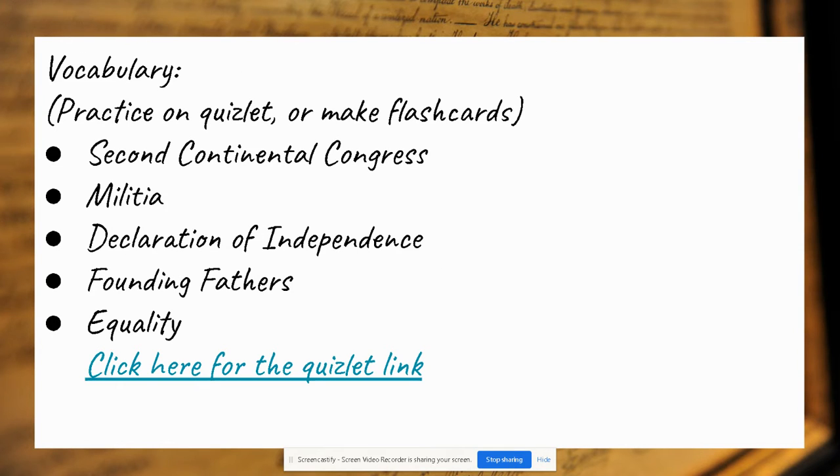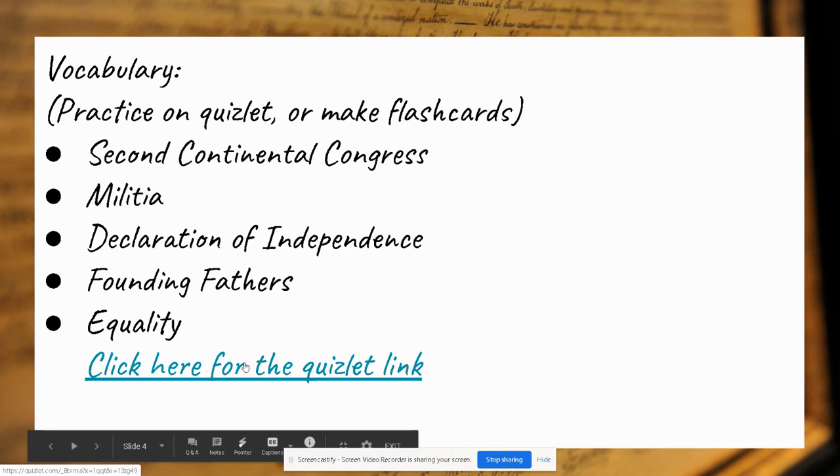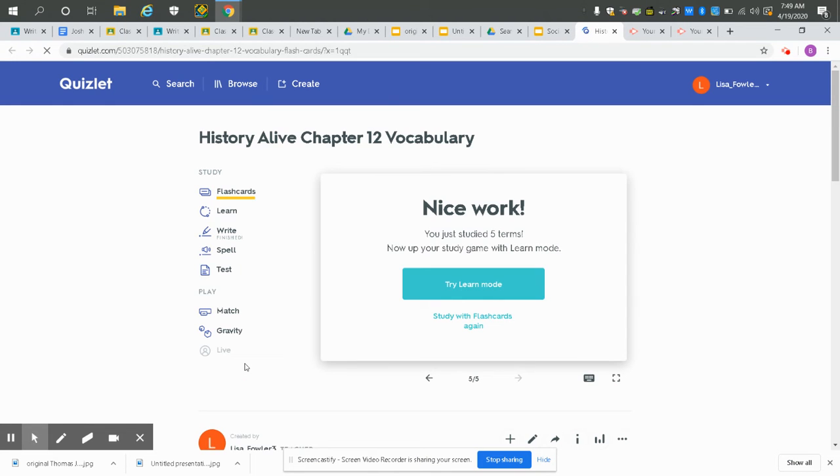The vocabulary you'll have to know before you start your reading is listed here: Second Continental Congress, militia, Declaration of Independence, Founding Fathers, and equality. You can choose to make flashcards and look up these words online, or you can play the Quizlet games. I would really recommend clicking this link and playing the Quizlet games. I'm going to just quickly go through how to do it.